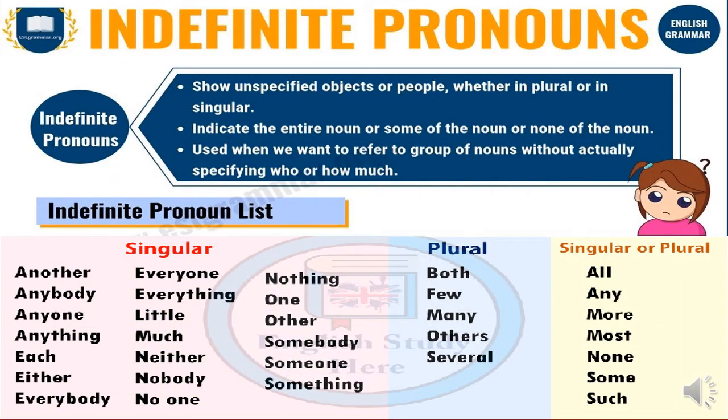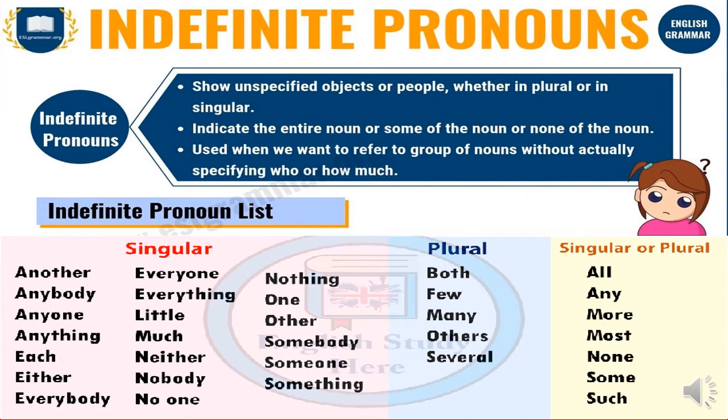Well, there are some indefinite pronouns which actually show unspecified objects or people, whether in plural or in singular form. They indicate the entire noun or some of the noun or none of the nouns. Used when we want to refer to a group of nouns without actually specifying who or how much.